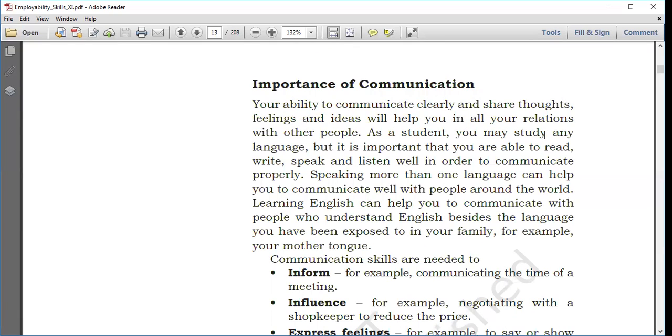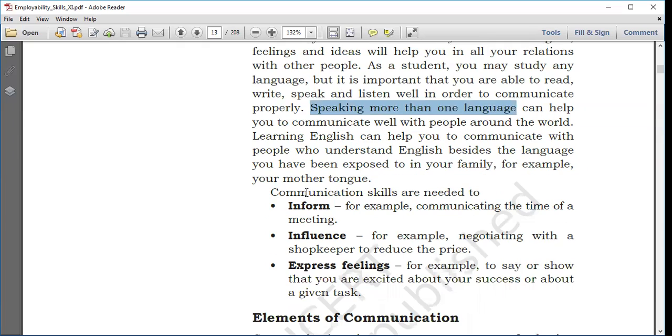As a student, you may study any language, but it is important that you need to read, write, speak, and listen well in order to communicate. So the thing important over here is that you can read, write, speak, and listen in any one of the languages. So that will lead to effective communication. If you are speaking more than one language, it helps you to communicate well with people all around the world. Right? You can talk in different languages, so it also helps to increase the communication.